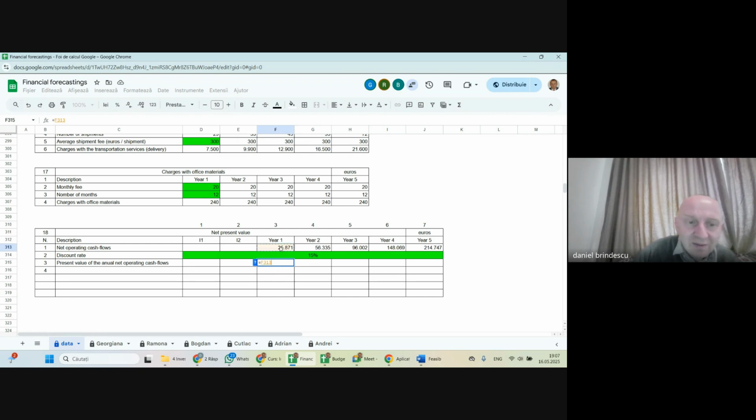The value of the annual net cash flow over 1 plus the discount rate, as we've done before, at the power of 3. And I will be doing the same for the other years. In a moment.